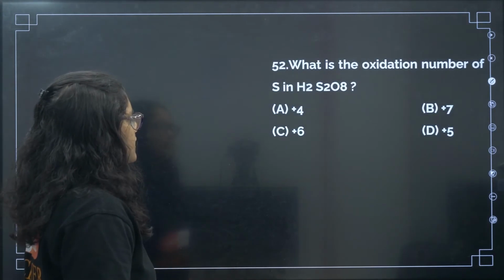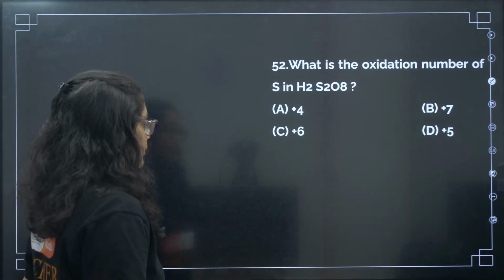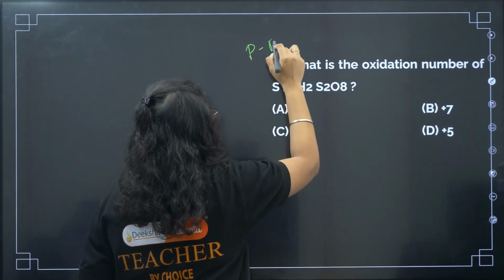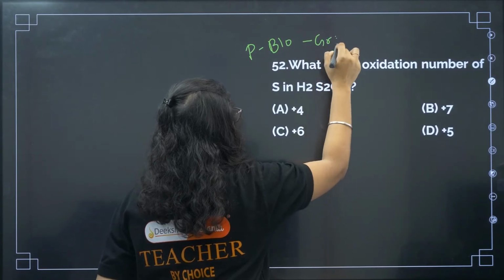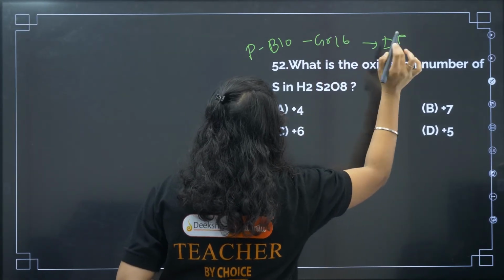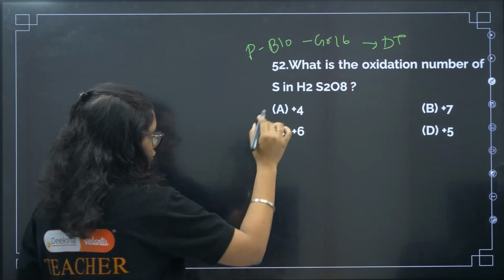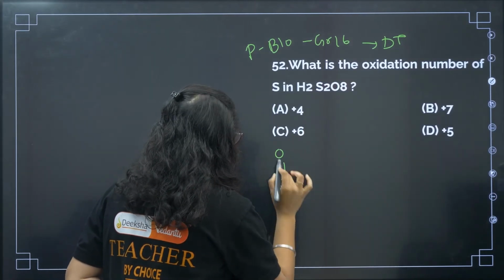Next, what is the oxidation number of S in H2S2O8? Again, this is from your p-block, group 16. This is from the deleted topics, so you need not study this topic, but I'll still tell you the answer. It is like this.